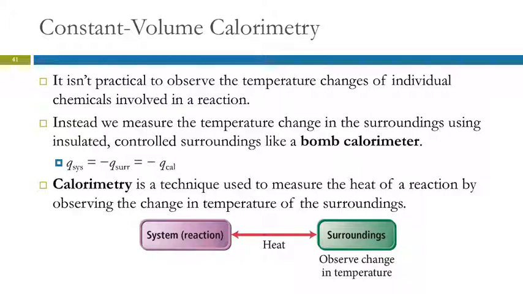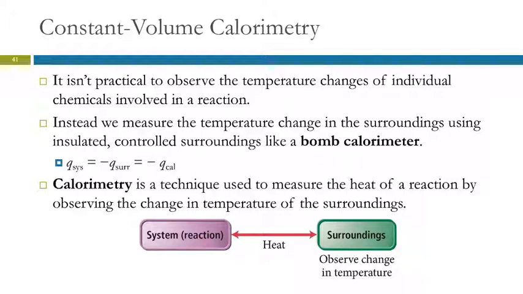So instead of measuring the temperature change for the system, for the chemical reaction, we measure the temperature change for the surroundings. And we know that the energy change of the surroundings is equal and opposite to the energy change for the system. So Q for the system equals negative Q for the surroundings. The heat lost by the system is gained by the surroundings, vice versa. And so negative Q for the surroundings we call Q cal, the energy absorbed by the calorimeter. The calorimeter is a device for measuring energy.